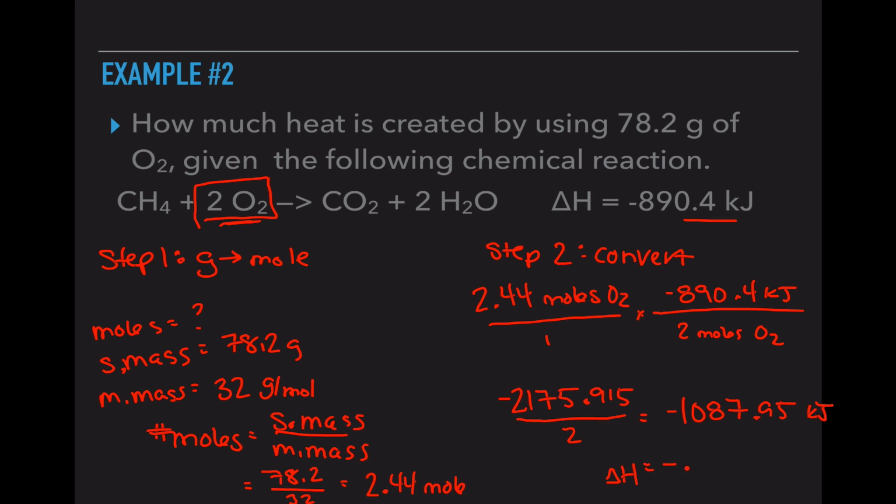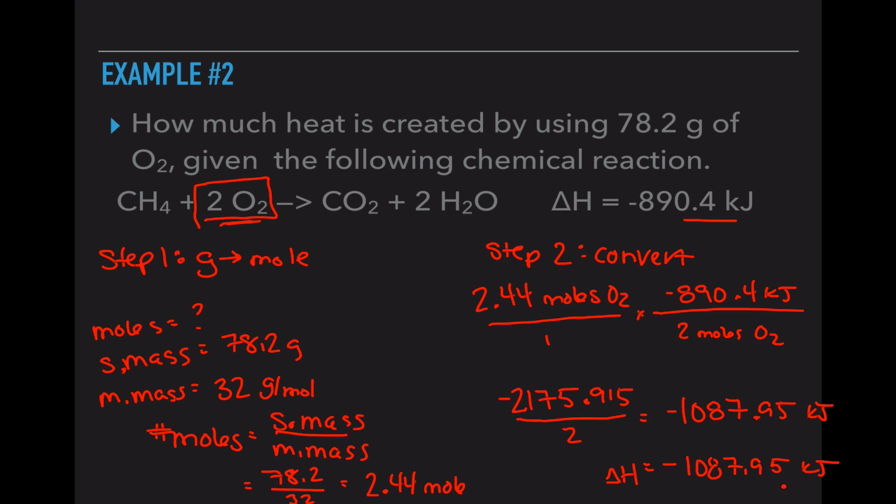So my delta H is actually negative 1,087.95 kilojoules because it was a negative 890 in the top. So when I burn 2.44 moles, I end up creating 1,087 kilojoules of heat.